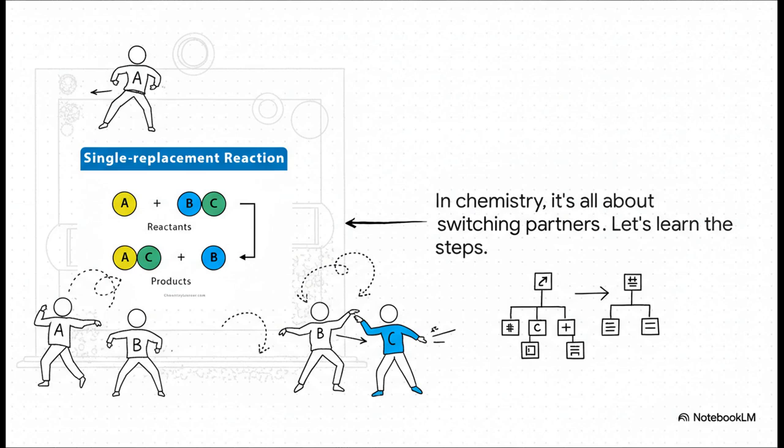And this picture really nails the basic idea. Just like dancing, a lot of chemical reactions are all about elements swapping partners. But it's not a free-for-all. There are rules: who leads, who follows, and who's allowed to switch. And that's exactly what we're going to get into.